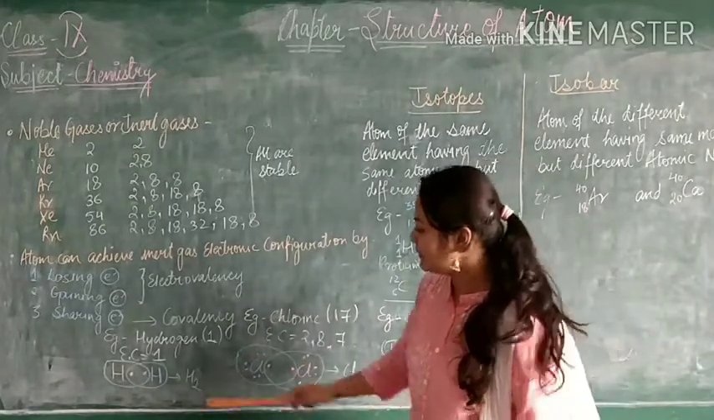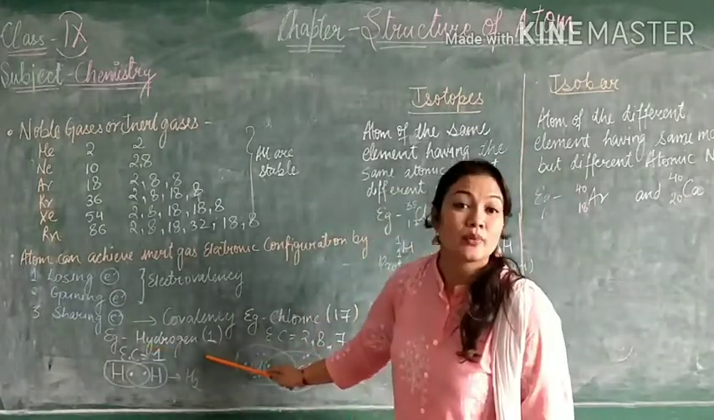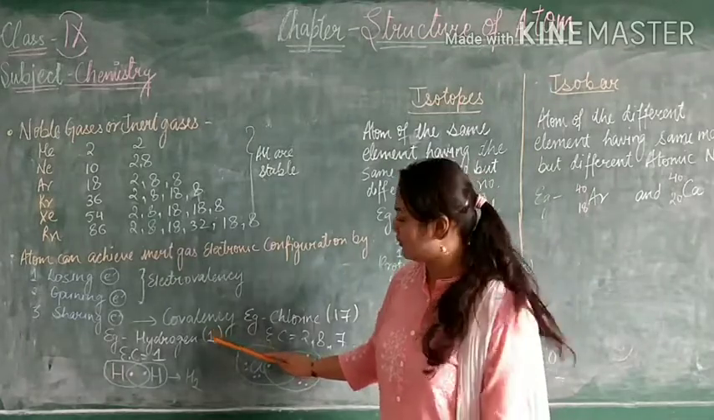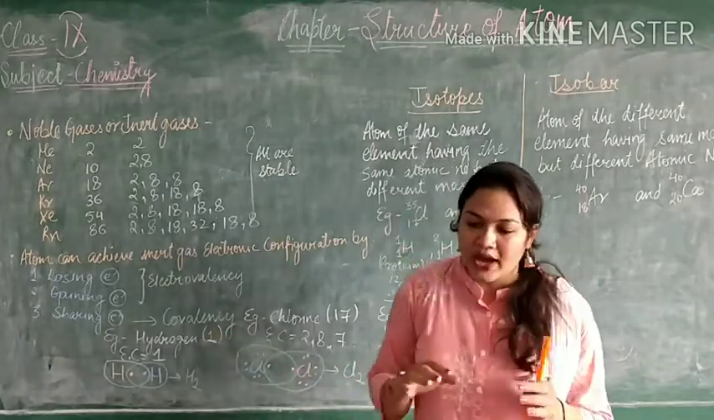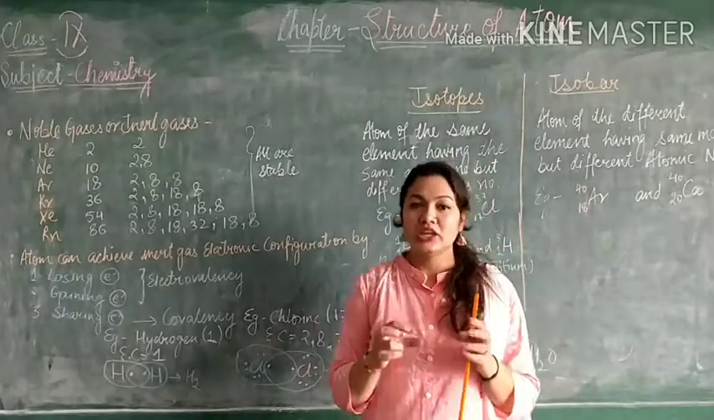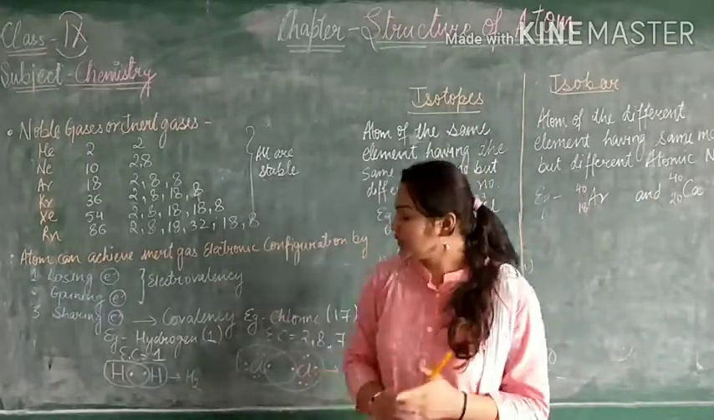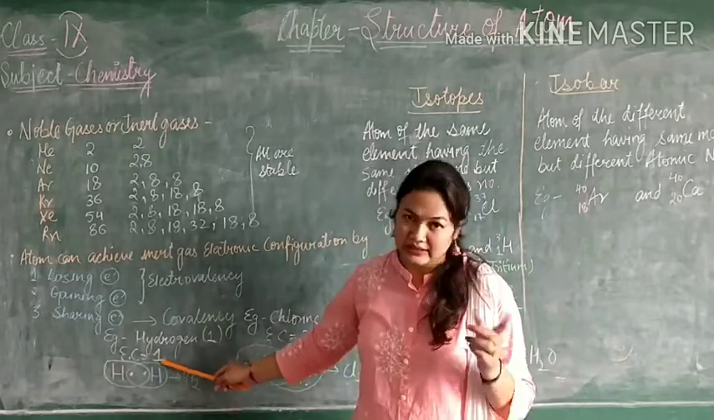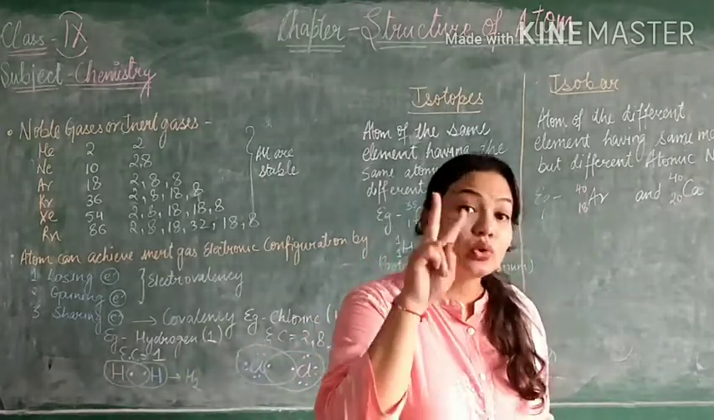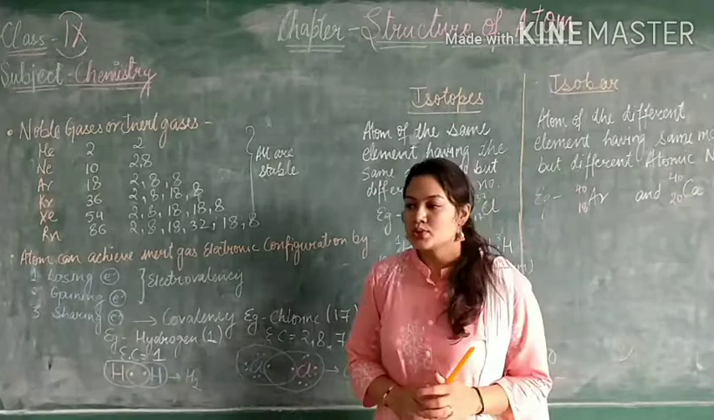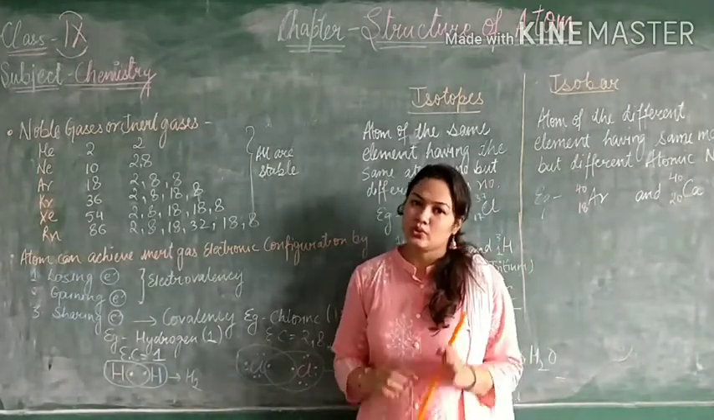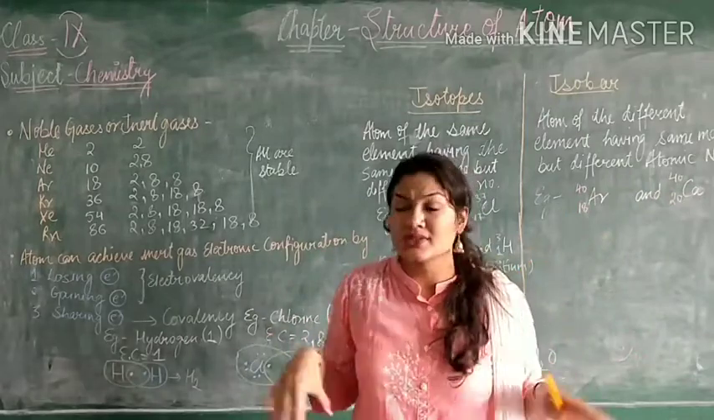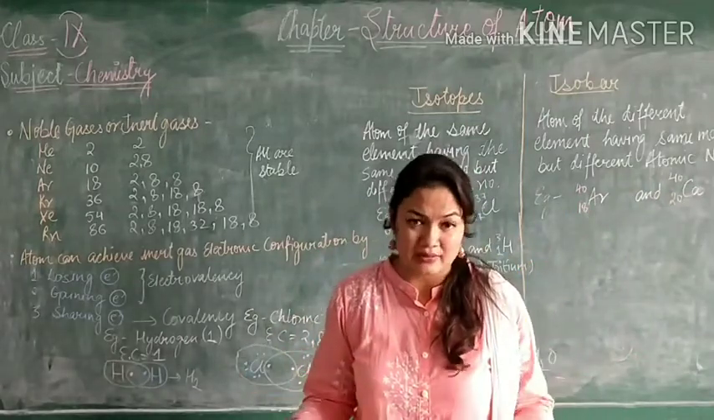Let's give an example. If I'm taking hydrogen, the atomic number of hydrogen is 1. That means the number of electrons is also 1. So hydrogen needs to become stable. In the electronic configuration, it will come as 1 only in the K shell, and in the K shell, 2 electrons are stable. So what will hydrogen do? Hydrogen will try to take an electron from some other atom.